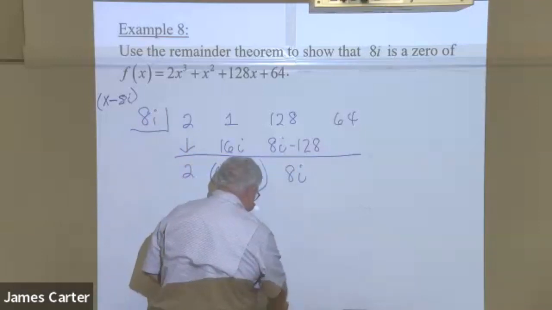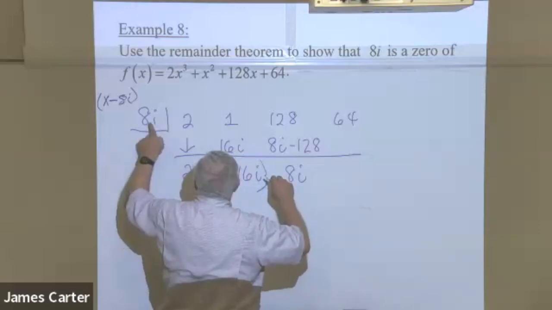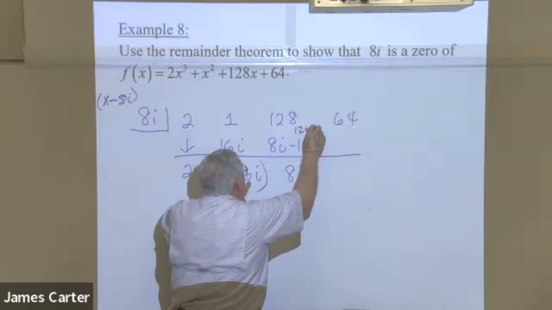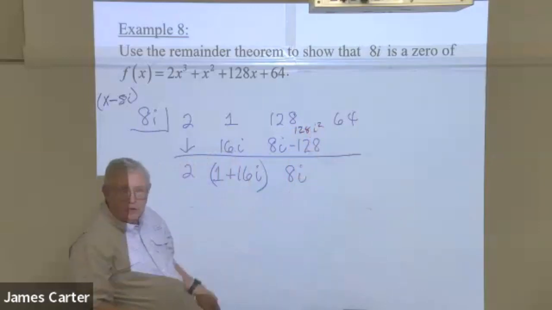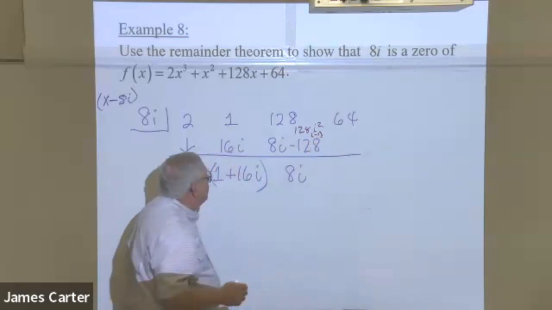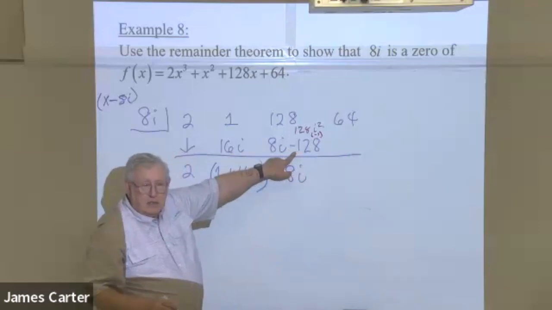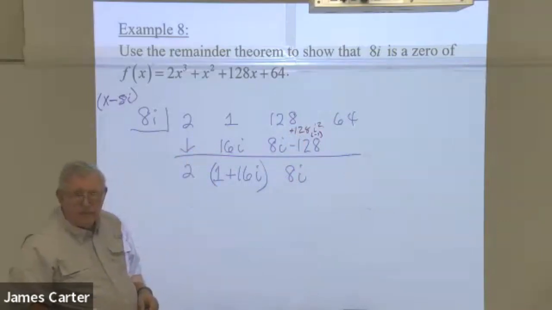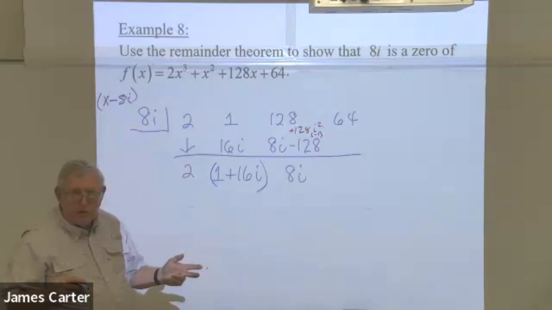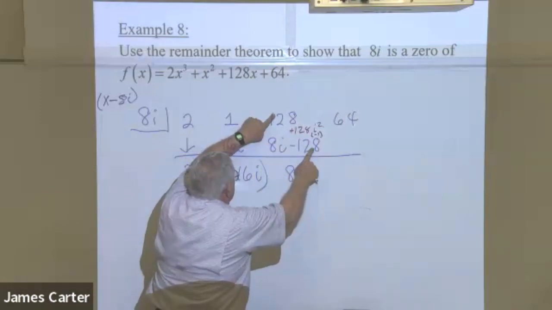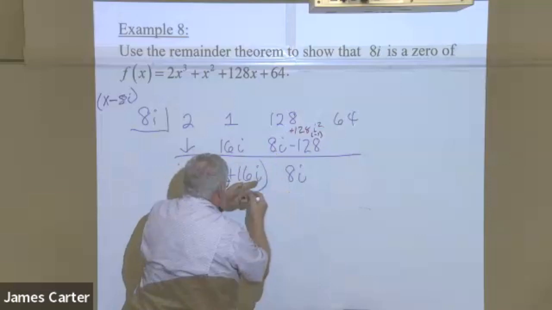Okay, let me show you what they did here. 8i times 16i is 128i squared, which we replace the i squared with -1. So that's how they got this minus 128. Okay? Anyone not understand what I'm saying on this? Do I need to explain it more? Okay. So anyway, these two cancel each other out, just leaving this 8i.